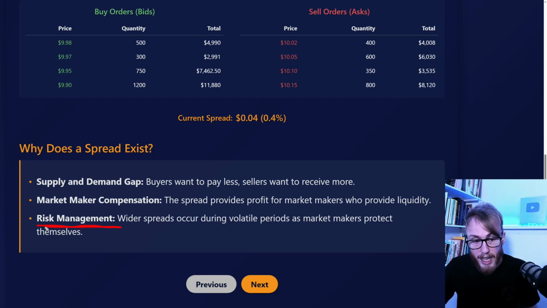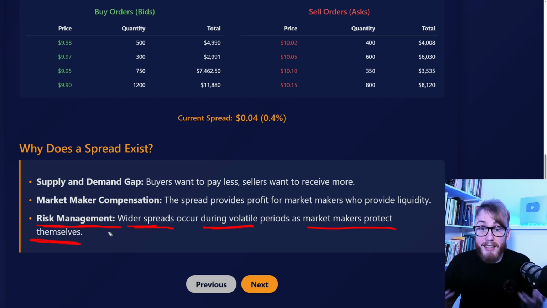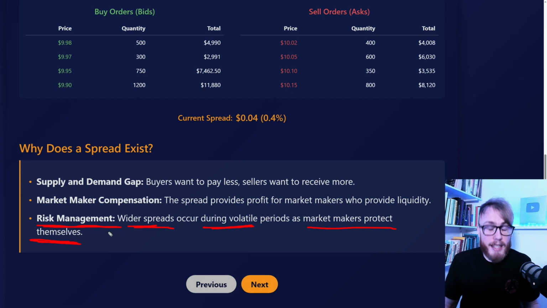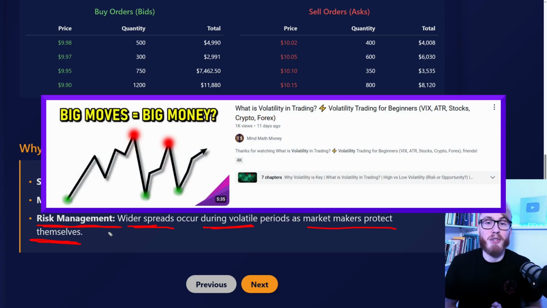Last but not least, we have risk management. Wider spreads tend to occur during volatile periods. And this is periods where market makers must basically protect themselves. So the more volatile a market is, the bigger the spread tends to be. And volatility is one of these concepts that is very important to understand and learn. And luckily, I do have a video about that. And I will make sure to link that video in the pinned comment, in the corner and the description.